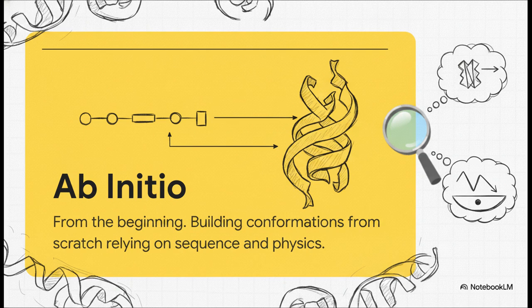Now, this method relies on 2 massive assumptions. Assumption 1, all the information about the structure of a protein is contained entirely within its sequence of amino acids. And assumption 2, the structure that the protein naturally folds into is the one with the lowest free energy. It inherently wants to find its most relaxed, physically stable state.